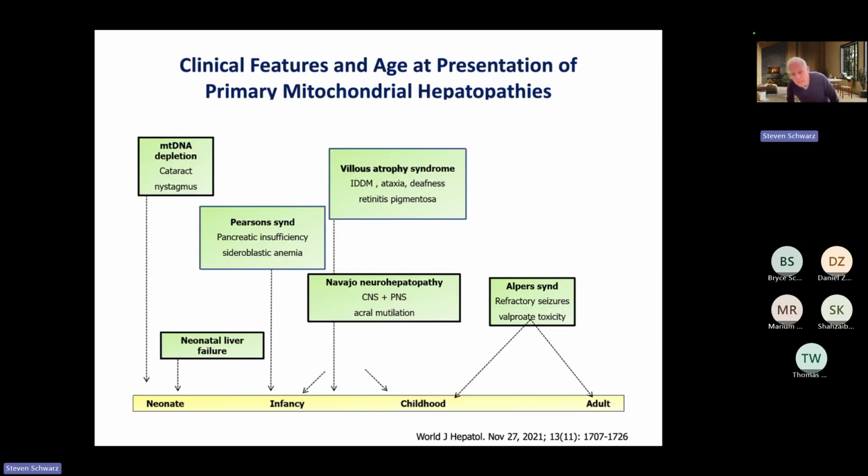So I mentioned that the clinical features and age of presentation of the primary mitochondrial hepatopathies are extraordinarily variable. It can present in the neonatal period, during infancy, during childhood, and during adulthood. The Alpers syndrome, shown all the way to the right and on the bottom, is the one that's associated with profound sensitivity to toxicity from valproate, and tends to present during childhood.